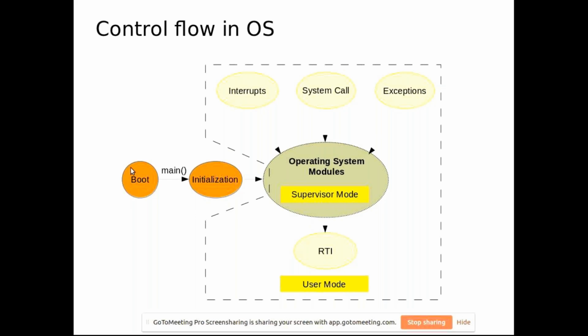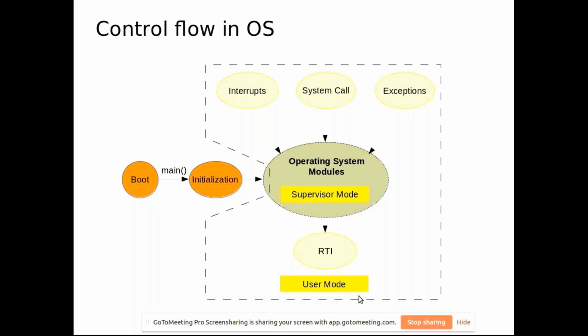Here we are booting our OS, we are calling main, and this main will initialize things. We have seen the flow of the kernel using the start_kernel function in the kernel source, right? The same thing is shown here. On top of that, how are these operating system modules handled? This is through interrupts, through system calls, and through exceptions. This is the user mode, and there is an interface between the user mode and the kernel.